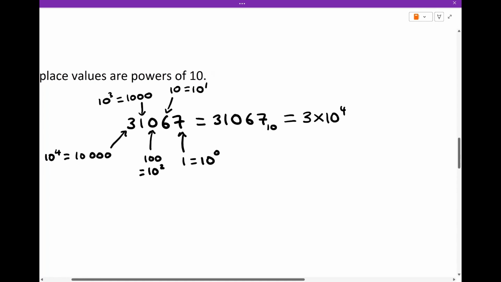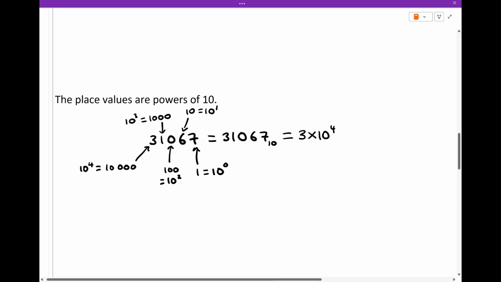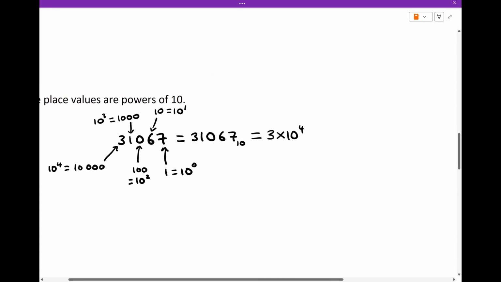Then if we move on to the next place value, which is the 1, this represents 1,000, or in other words, 1 lot of 10 to the power of 3. So I'm going to write 1 times 10 to the power of 3, and I'm going to put a plus, because you would be adding the 30,000 to the 1,000 to get 31,000.